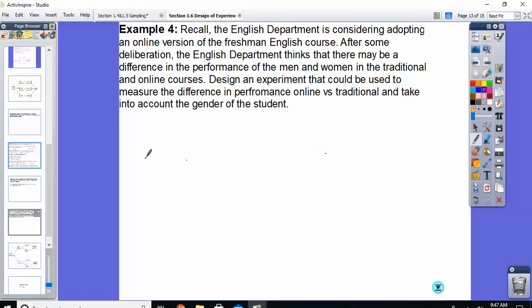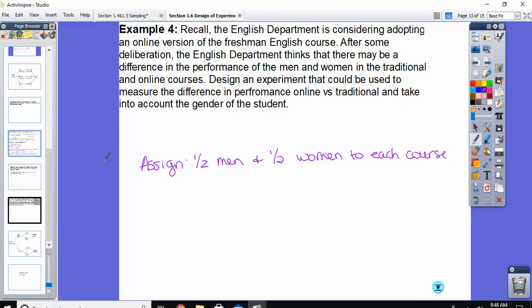So you would essentially just need to assign half the men and half the women to each course. So you want to control as many variables as you can so that the results you get are actually caused by the thing you're varying, the online versus in person.